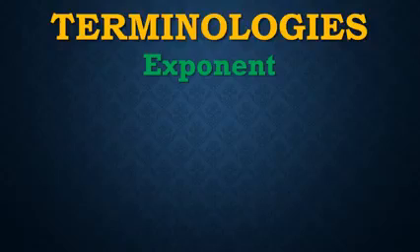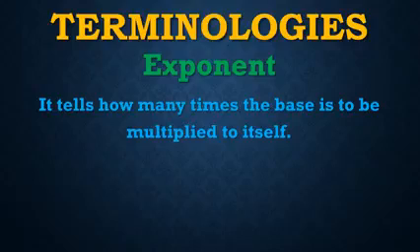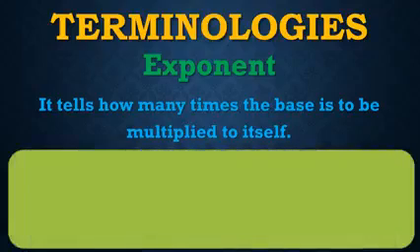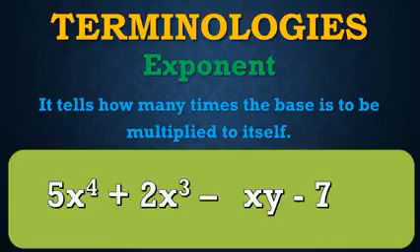Another terminology is exponent. So pag sinabi natin exponent, it tells how many times the base is to be multiplied to itself. Okay, so that is the definition of exponent, or yung superscript, or yung lumilipad na number. So let's say for example, in 5x to the 4th plus 2x cubed minus xy minus 7, ano kaya yung mga exponents natin dito? Okay, let's identify in each term. So we have first term, 5x to the 4th, exponent is 4. In 2x cubed, exponent is 3.